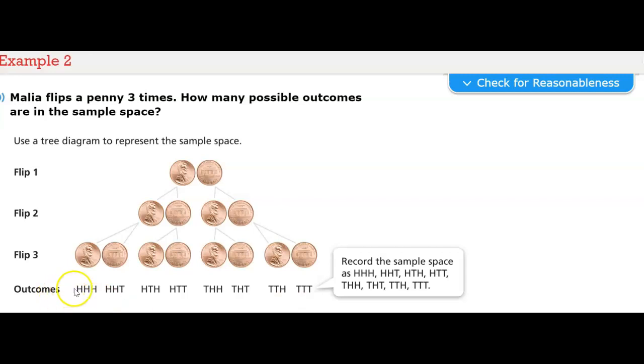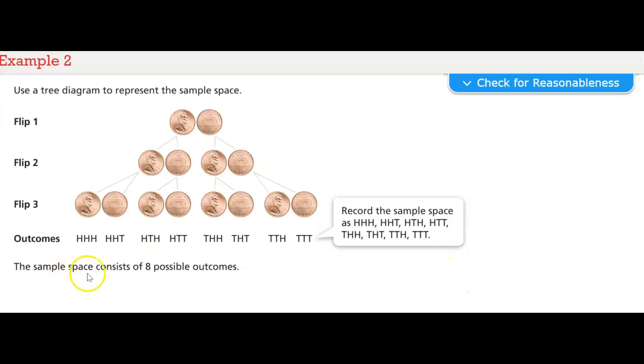And then the outcomes are written in the letters, H and T representing heads and tails. So you have heads, heads, heads, heads, heads, tails, and all the other different variations written here. The sample space consists of 8 possible outcomes. 1, 2, 3, 4, 5, 6, 7, and 8.